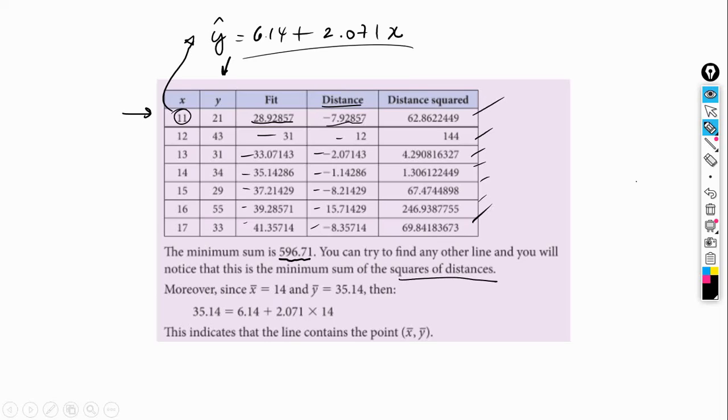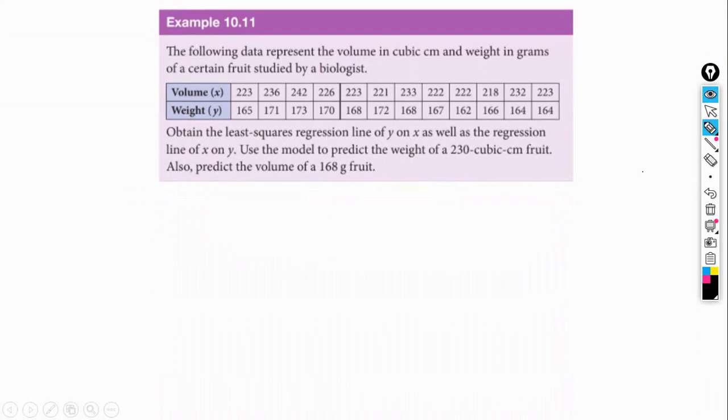Also, the mean for x, x bar, is equal to 14, and then we also have that y bar, or the mean for y, is 35.14. So what happens when you plug in 14 into the formula? Notice here that when you plug in 14, you get 35.14, which is the average. That means that the line contains the point x bar comma y bar, which is a requirement for lines of regression. So next we're going to do example 10.11, which will be the last one on this video.